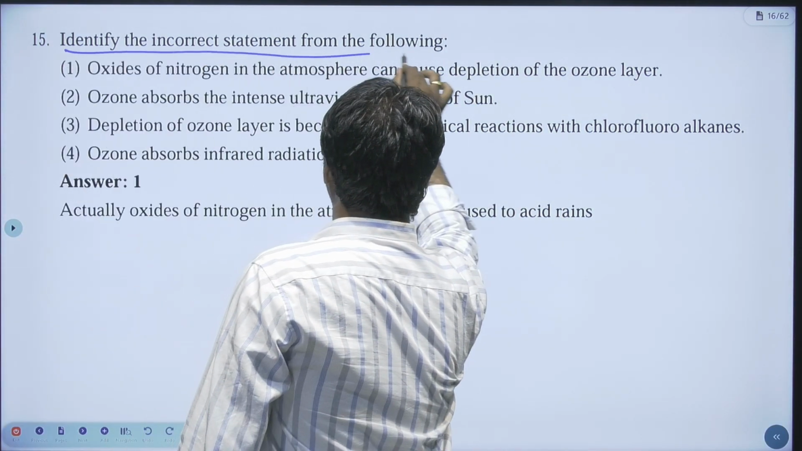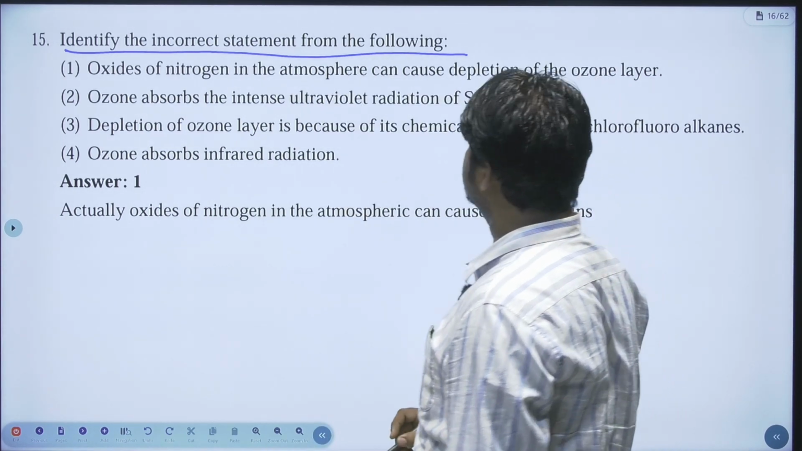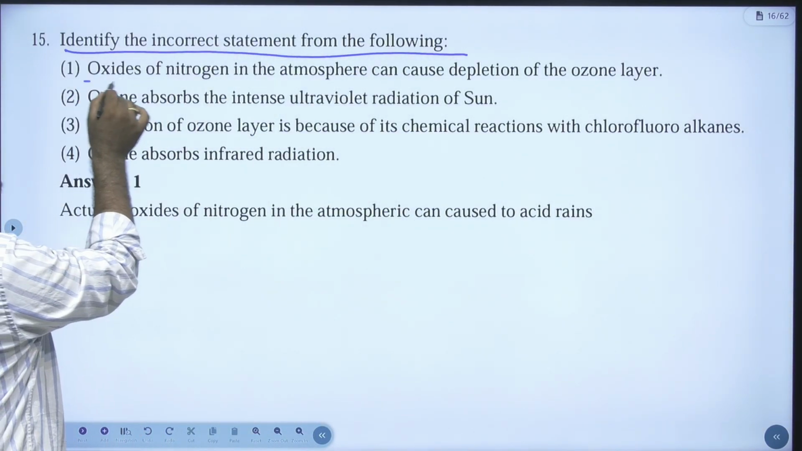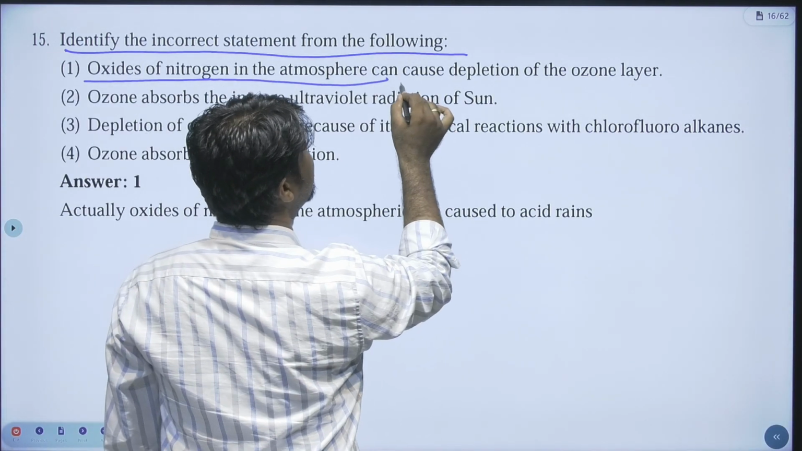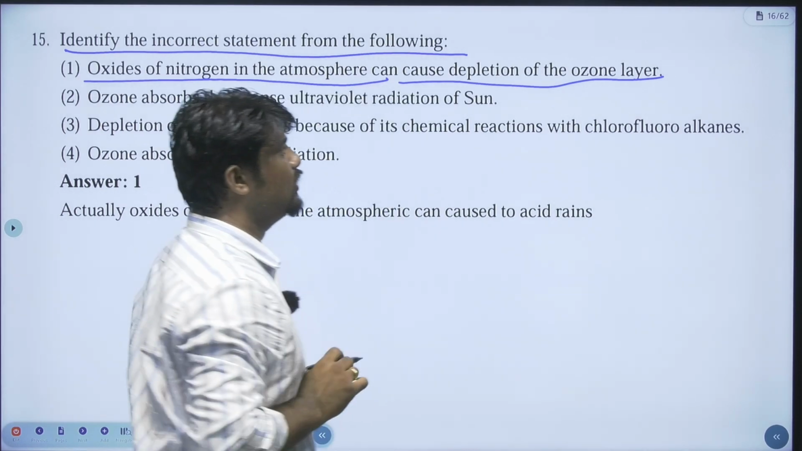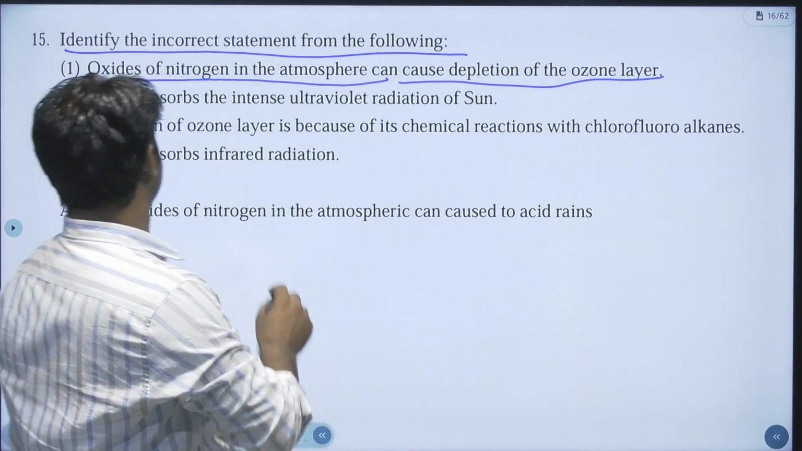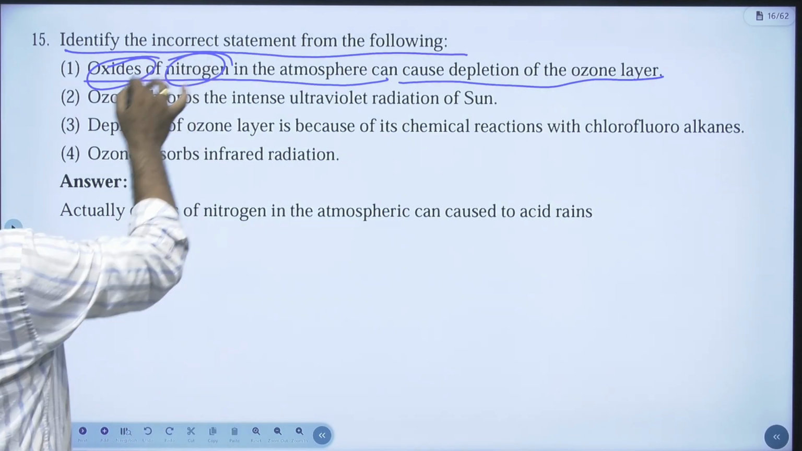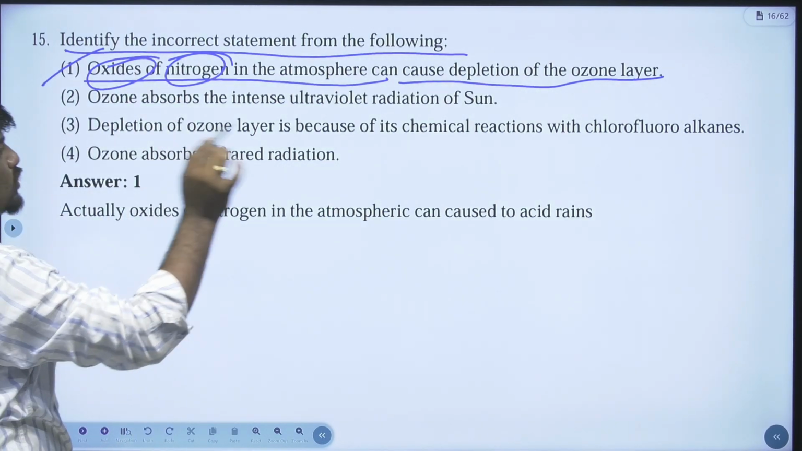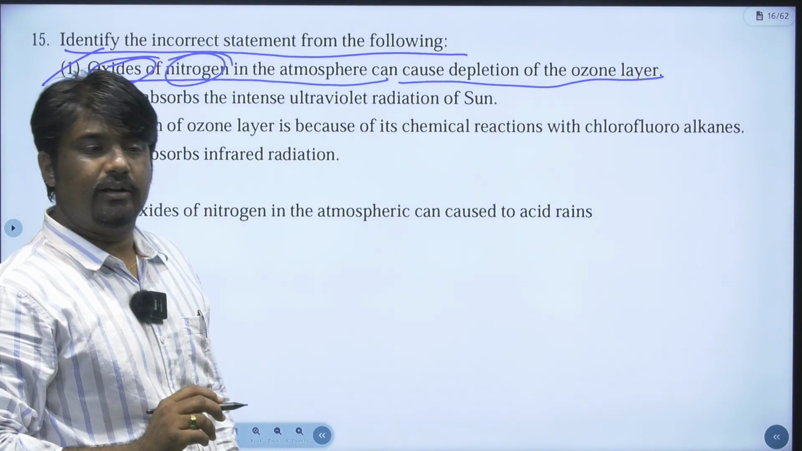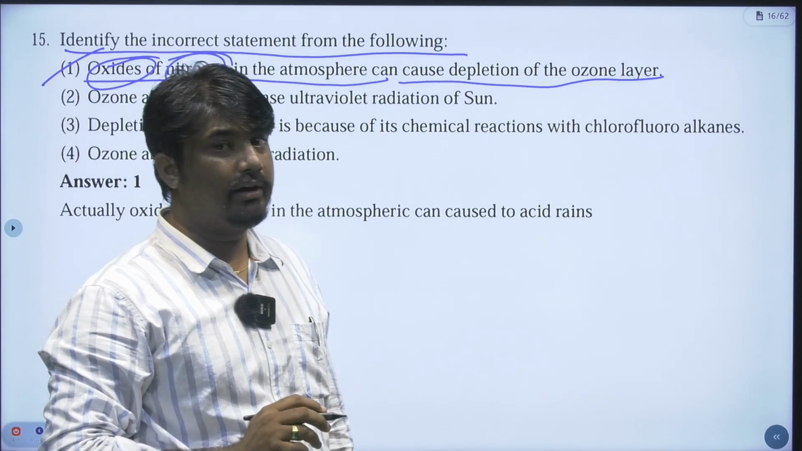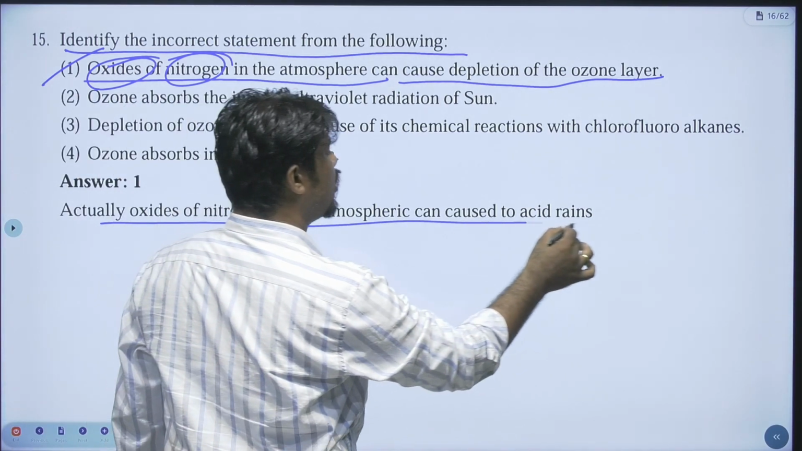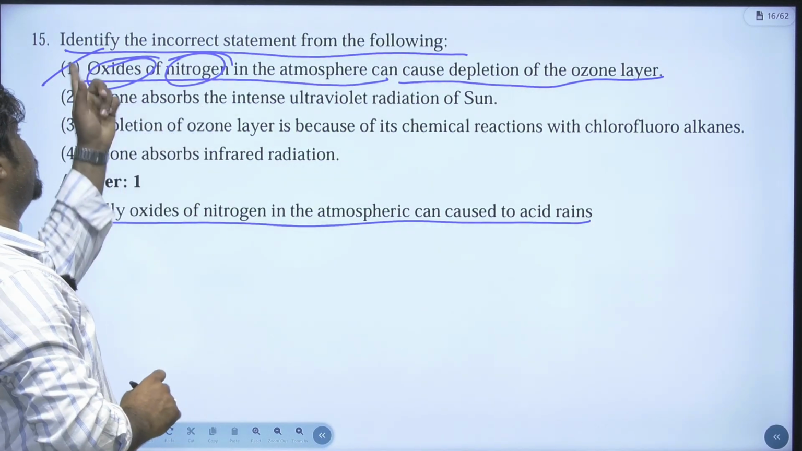Identify the incorrect statement from the following. Yes, this is a question from environmental chemistry. Here, it says the oxides of nitrogen in the atmosphere can cause depletion of ozone. Ozone depletion is not from oxides of nitrogen. The incorrect statement is the first, because ozone depletion takes place by CFCs, chlorofluorocarbons, not by nitrogen oxides. Nitrogen oxides actually cause acid rain. So the incorrect statement is first.